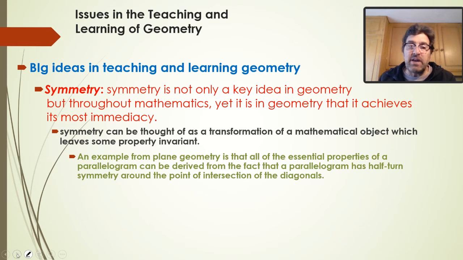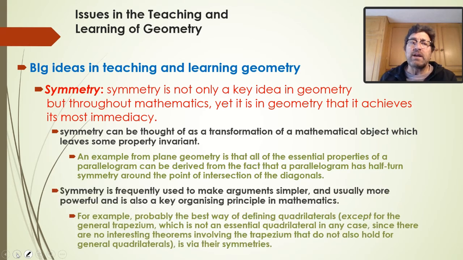Okay? So that means if you take that center and you rotate it, there's symmetry, there's rotational symmetry in that diagram. We get various kinds of symmetries. We get rotational symmetry, we get symmetry in a point, we get line symmetry. So it's a big idea. Symmetry is frequently used to make arguments simpler and usually more powerful, and is also a key organizing principle in mathematics.